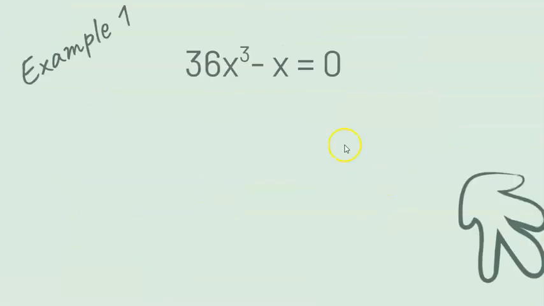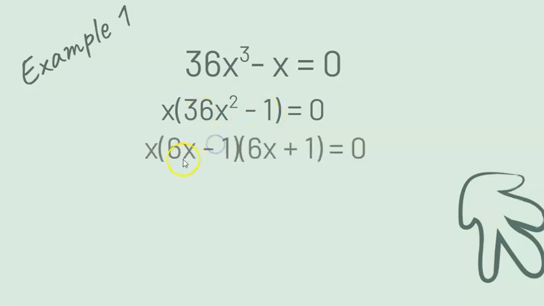So here is our first example. We have 36x cubed minus x equals 0. So I'm first looking for a GCF, which I have as an x. And when I take that out, I just get 36x squared minus 1. Now 36 and 1 are both perfect squares, and x squared is a perfect square. And we have a minus. So this is a difference of perfect squares. So I want to factor this piece into 6x minus 1 and 6x plus 1. And now I have it fully factored.